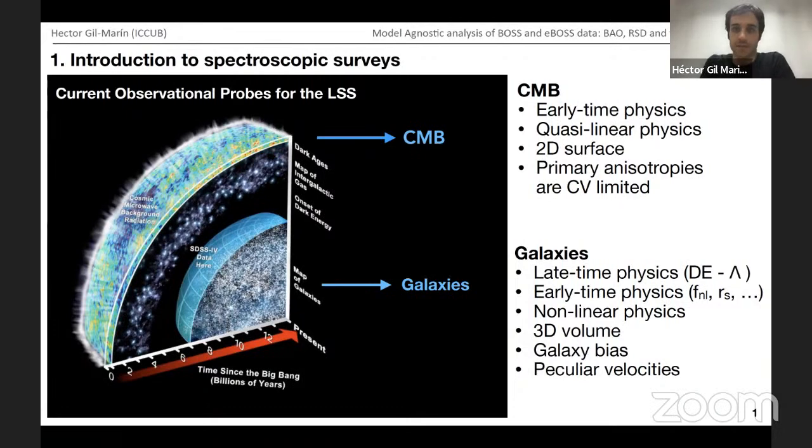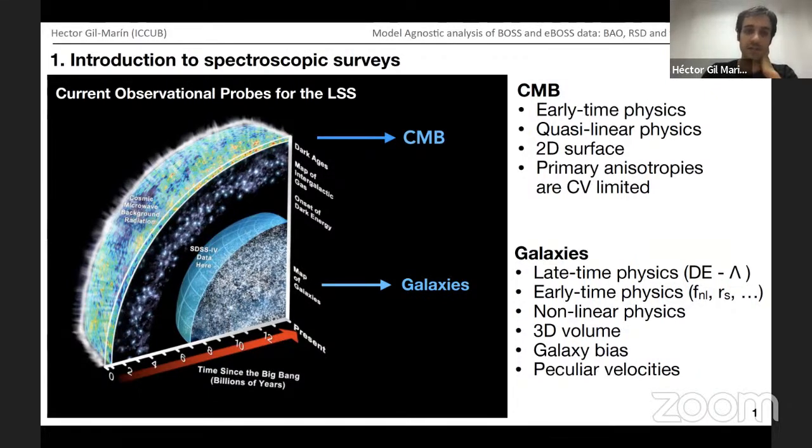From the large-scale structure point of view, you have essentially two main sources of information. One is the CMB. It's essentially very early time physics. Physics there is quasi-linear. The amount of information is not super large, essentially because it's two-dimensional surfaces. It doesn't have depth. It's just something that happens at a certain time. But we have already been exhausting the amount of information in these primary anisotropies by the observations of WMAP and Planck. So in that sense, the information in terms of primary anisotropies contained in the CMB is cosmic variance limited. If we want to keep learning about the universe, then we can look at what happens at later times.